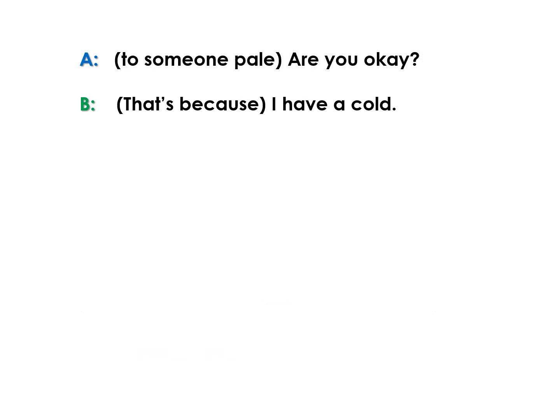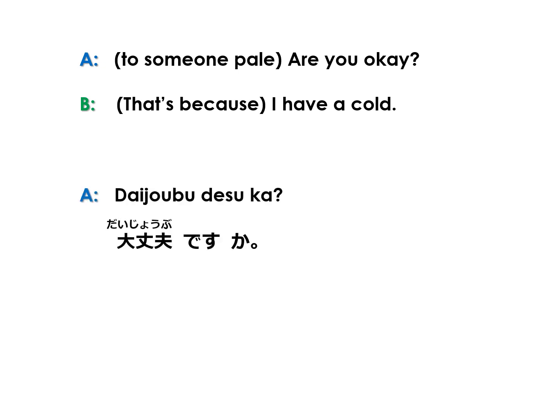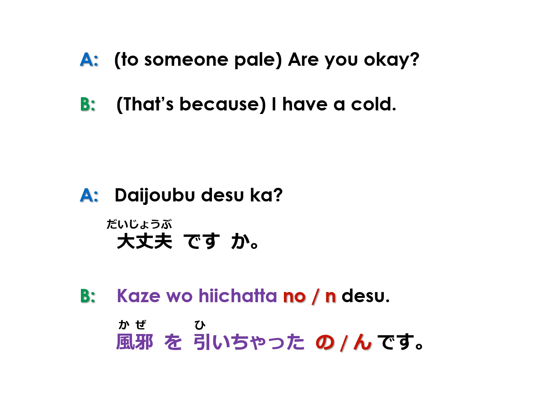To someone who is pale, maybe someone would ask, "Are you okay? 大丈夫ですか?" And you get the reply, "Oh, I have a cold." 風邪をひいちゃったのです。 Or 風邪をひいちゃったんです。 The reply is an explanatory sentence as to why he doesn't look okay. It's because I have a cold.